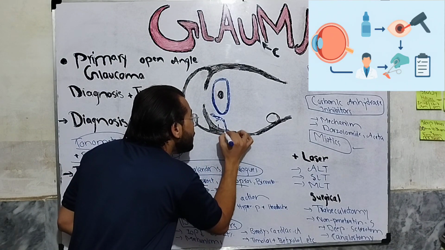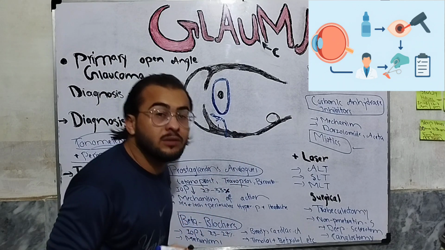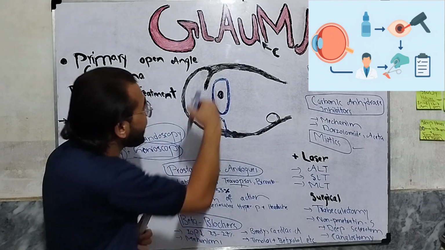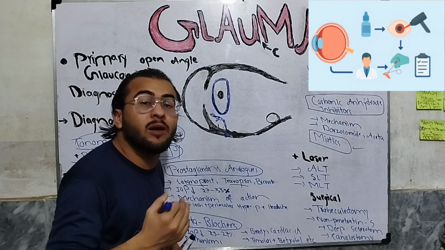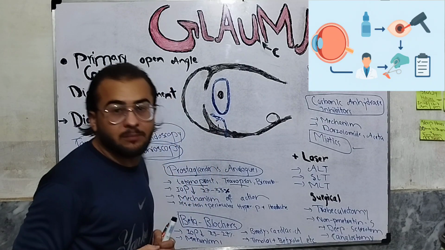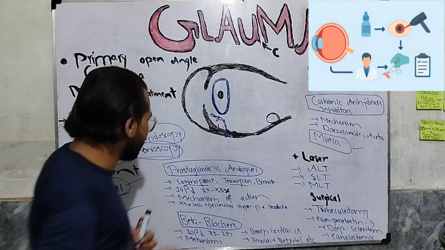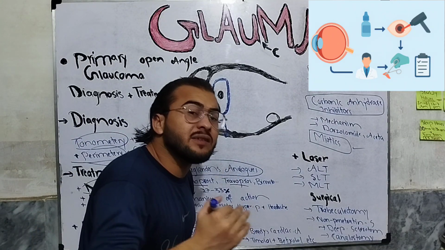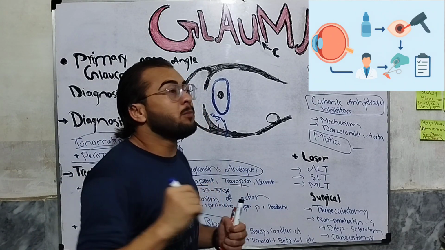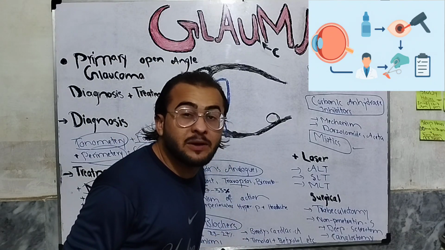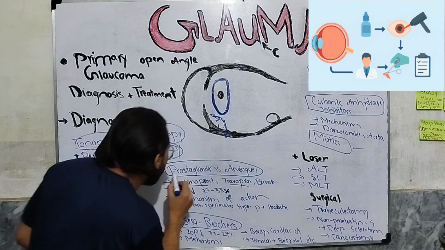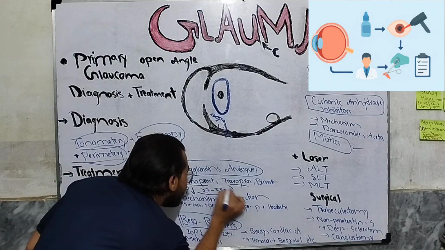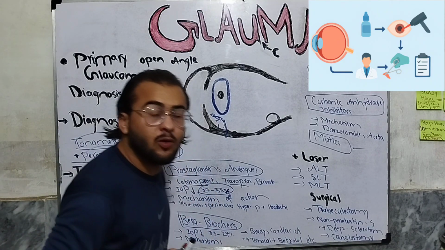This is called uveoscleral outflow, and prostaglandin analogs work by this mechanism, removing the extra fluid from the posterior chamber. The prostaglandin analogs decrease the intraocular pressure by 27 to 33%. That's why it is the first treatment of choice. It decreases IOP by 27 to 33%.